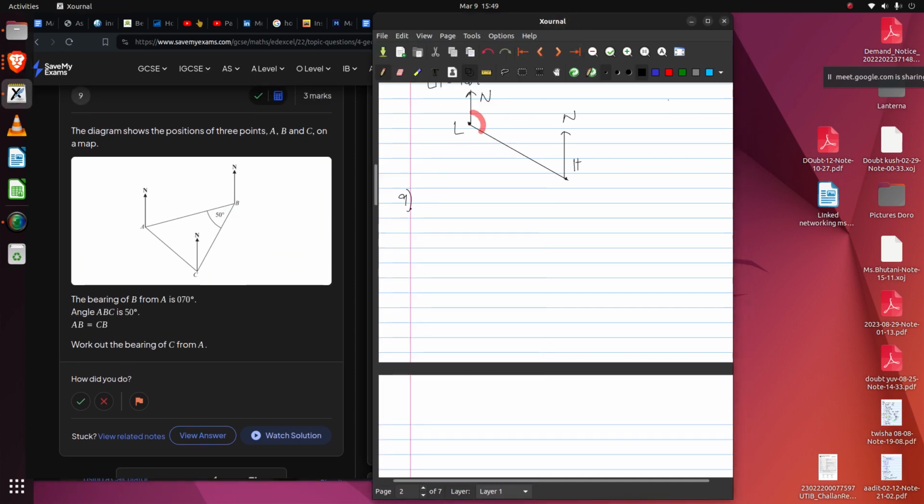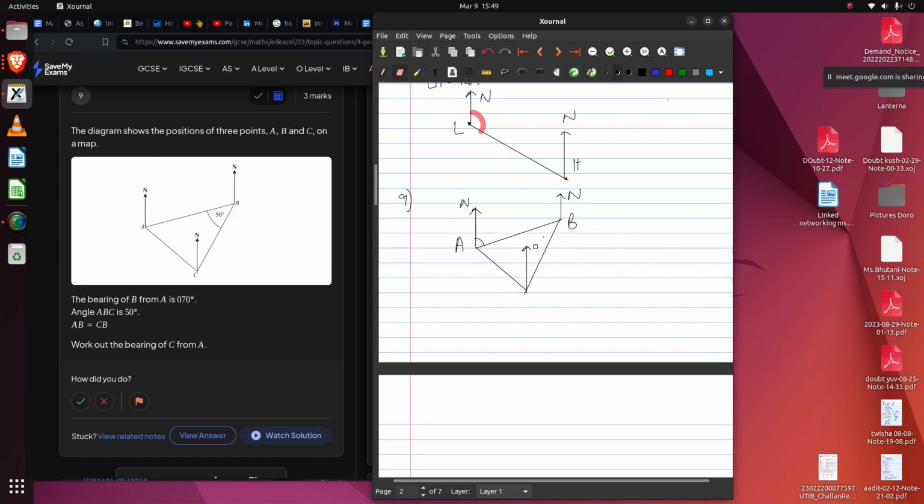What is this thing? So it shows like three bearings. Okay, bearings. It's like three notes, right? So then it says the bearing of B from A is 070. Alright. So where should we mark 070 degrees?